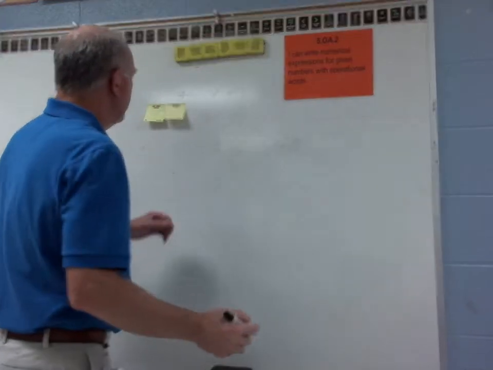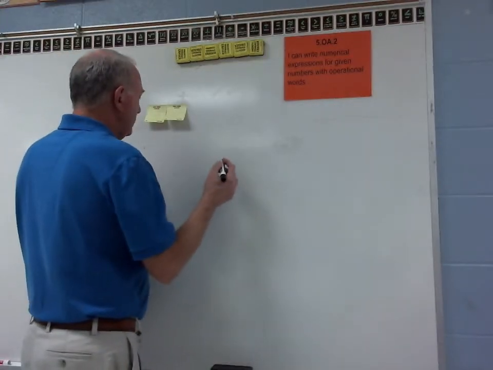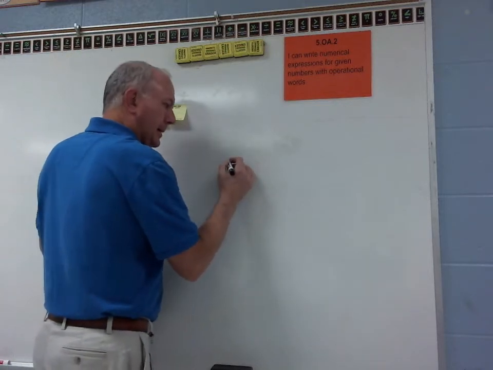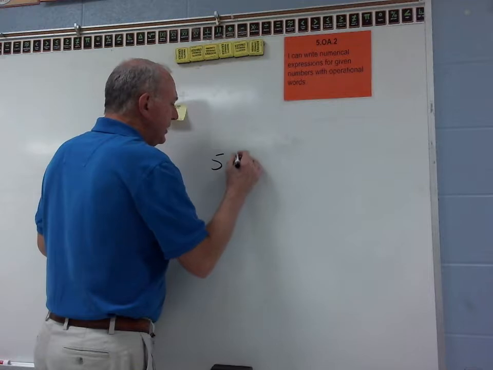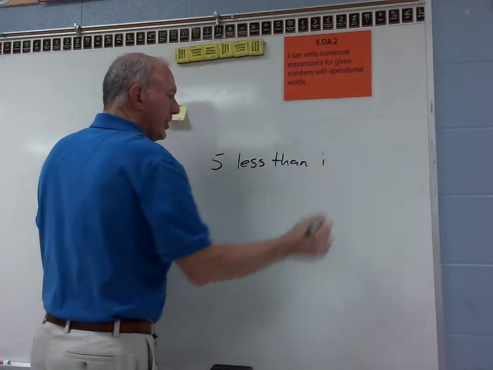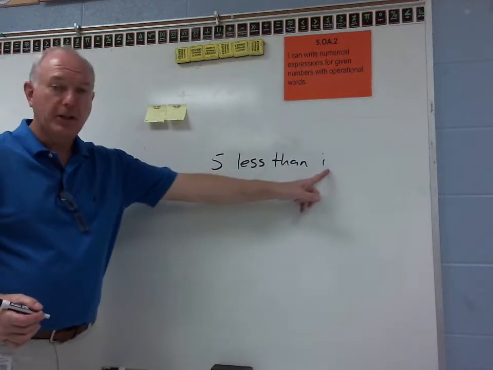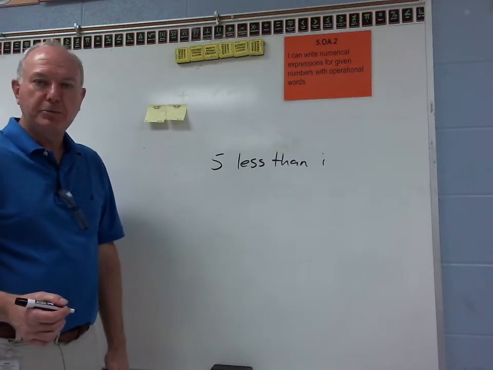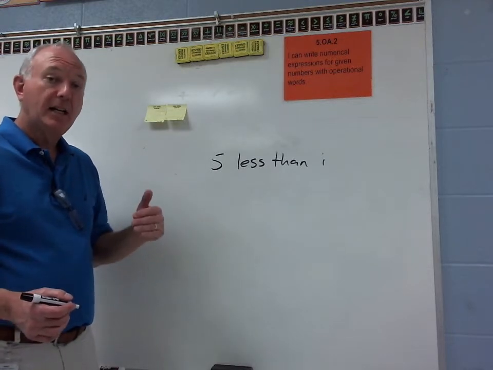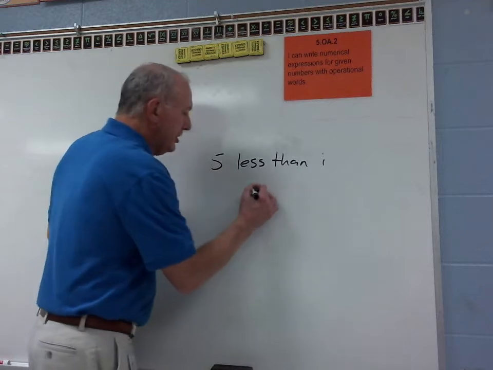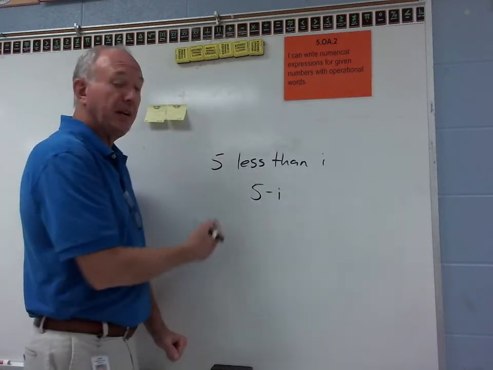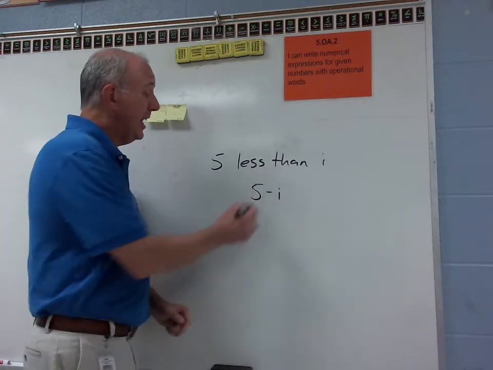Okay, also you'll see something like this. Let's see, I've got some examples right here. How would you write 5 less than the variable I? That's a variable I. 5 less than I. How would you write that? 5 less than I. Okay, would you do it this way? I hope not. That's not 5 less than I. That's I less than 5.